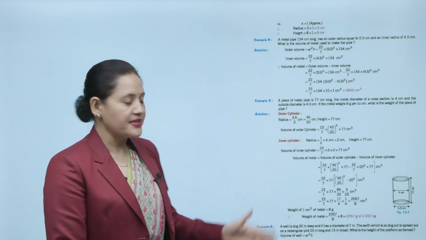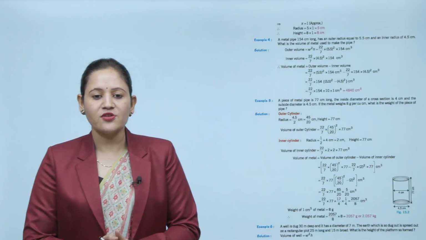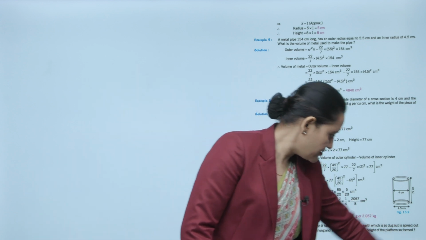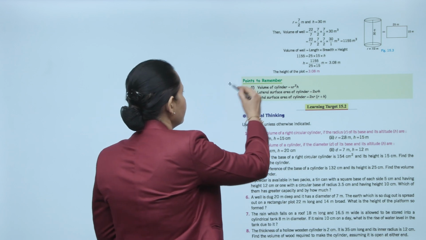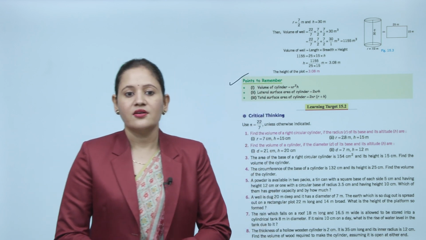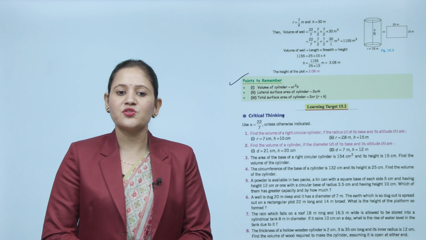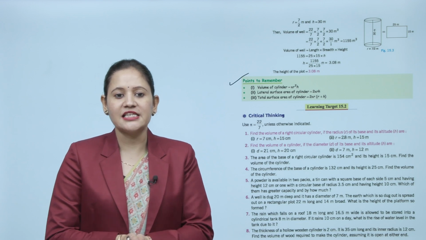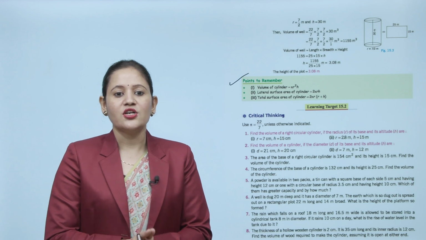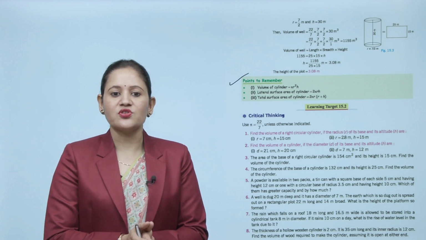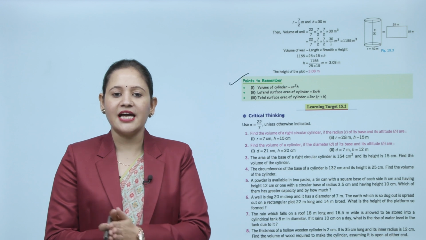Here some more examples are given. Try to practice them also. Next is points to remember. Volume of cylinder equals pi r square h. Lateral surface area of cylinder equals 2 pi r h. Total surface area of cylinder equals 2 pi r (r plus h).